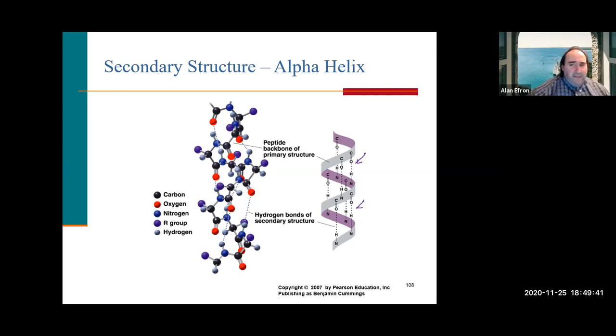So this alpha helix is what is referred to as a secondary structure, a result of hydrogen bonding occurring between amino acids down the road from each other, not near each other, but 4 or so down the road, causing the whole chain basically to start to coil on each other.